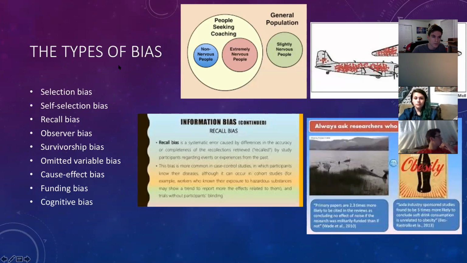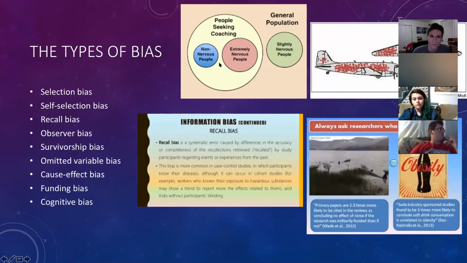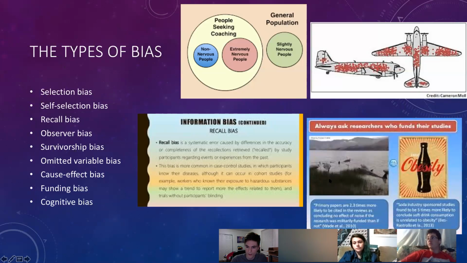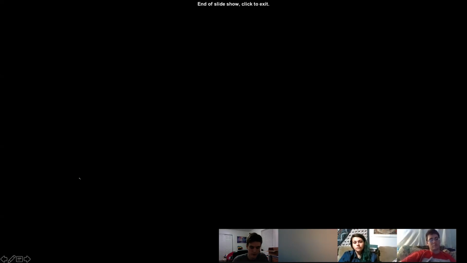And then here's some types of bias. It's like selection bias. So that's kind of blurry, but information bias. And then kind of like what I was talking about a second ago, you see the airplane over here where, like, depending on the angle you're at, it could be totally different. And then always ask researchers who fund their studies where they get it from. So stuff like this, like Coca-Cola or whoever, you know, because you don't know what they could be doing, hiding or bolstering numbers or whatever. So that's really it.